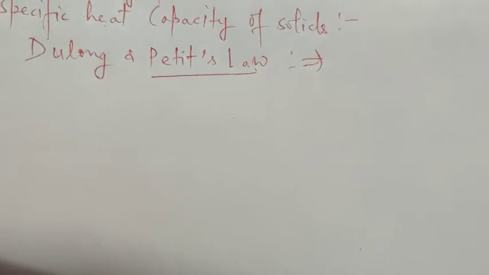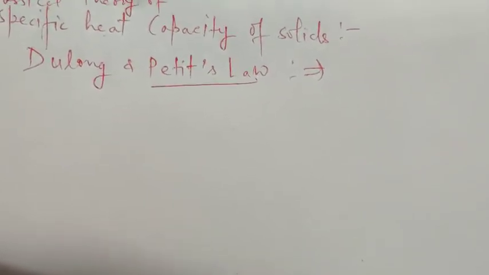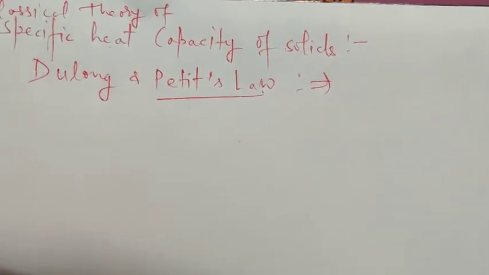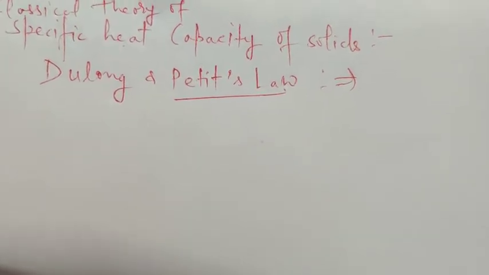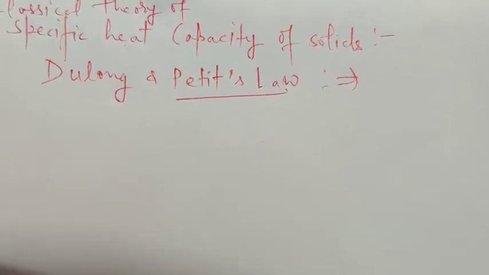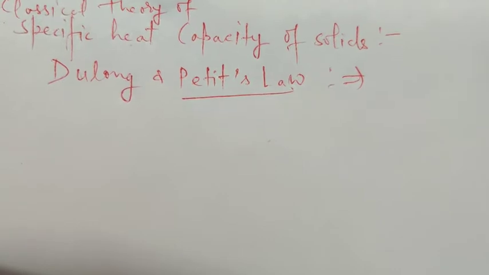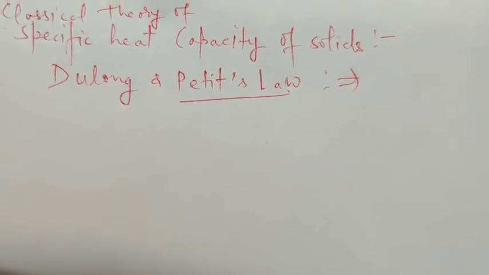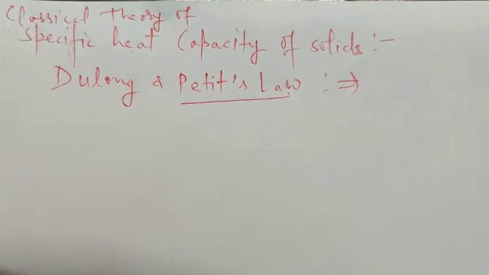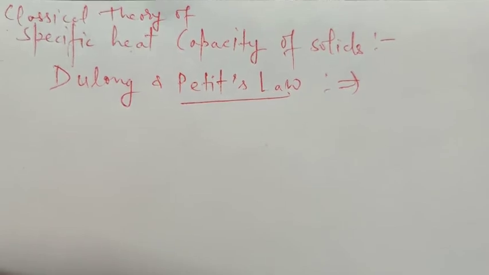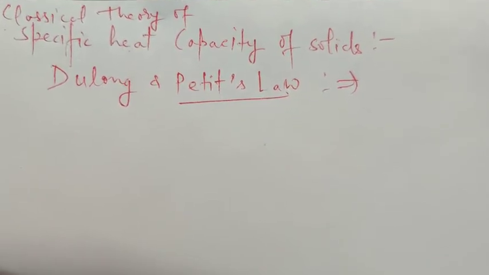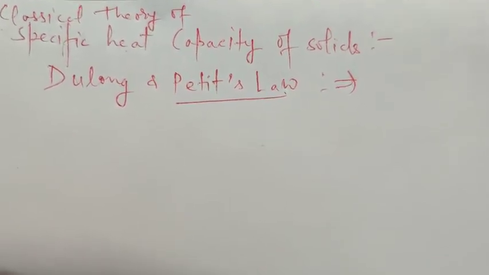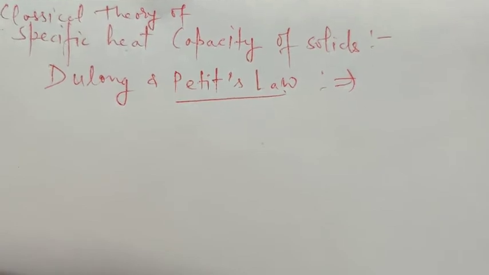So now, while measuring the specific heat, either volume or pressure is kept constant. तो हम जब उसको हीट देंगे सब्सटेंस को तो हम क्या करेंगे, या वॉल्यूम को कॉन्स्टेंट रखेंगे या प्रेशर को कॉन्स्टेंट रखेंगे. अगर वॉल्यूम को कॉन्स्टेंट रखेंगे तो it will be the specific heat at constant volume, और अगर प्रेशर को कॉन्स्टेंट रखेंगे तो it will be the specific heat at constant pressure.